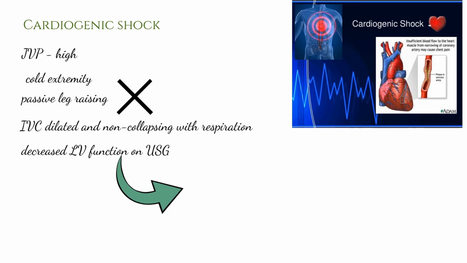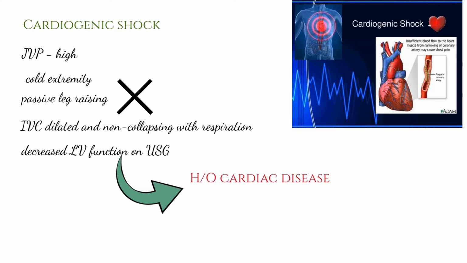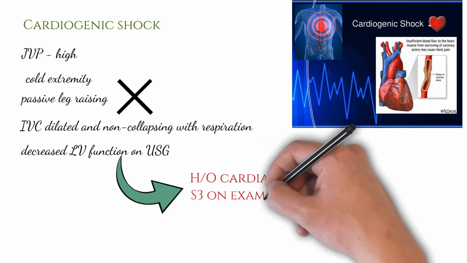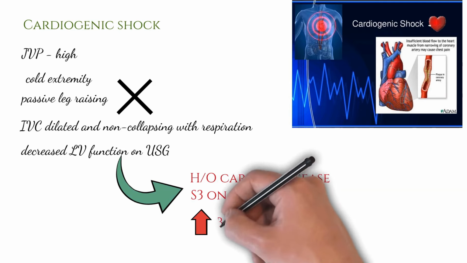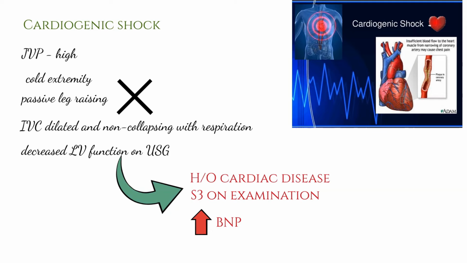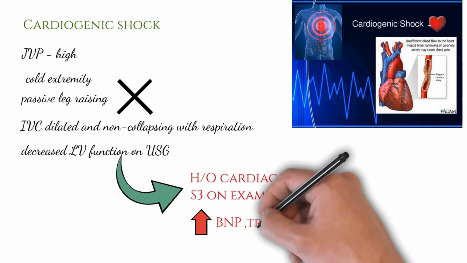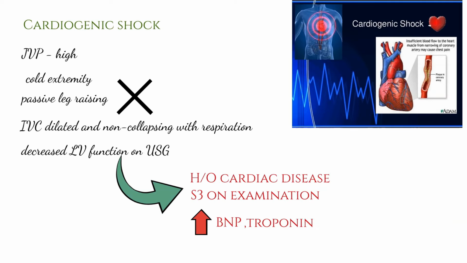On history, there will be a history of cardiac disease, chest pain, or certain risk factors such as diabetes, hypertension, lipid disorder. S3 on examination is not so sensitive but highly specific for cardiogenic shock. There will be an increase in the BNP, which is a marker of heart failure. There can be an increase in the troponin level, which can be increased after acute MI. So friends, if these are present in the history and clinical examination, it may point to cardiogenic shock.